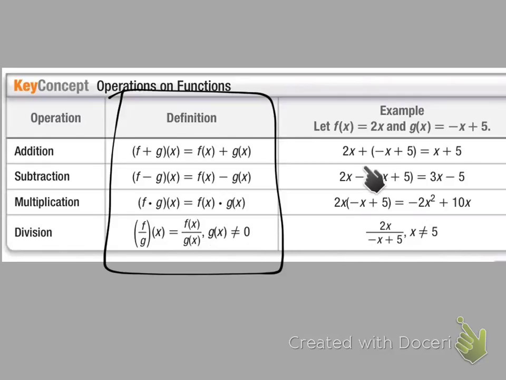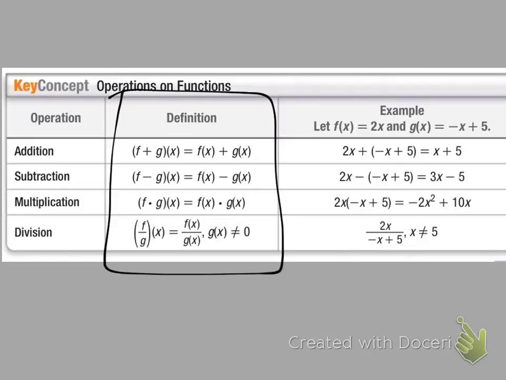Once you get to the example column, everything kind of makes sense. It's just 2x plus negative x plus 5, combine like terms, x plus 5. Big whoop. I've known how to do that for years. Distribute the negative through on the subtraction, makes it 3x minus 5. Distribute the 2x through, 2x squared plus 10x. Nothing new there. That's old stuff. The new stuff is getting there. The new stuff is in this definition box right here, the way it's notated.